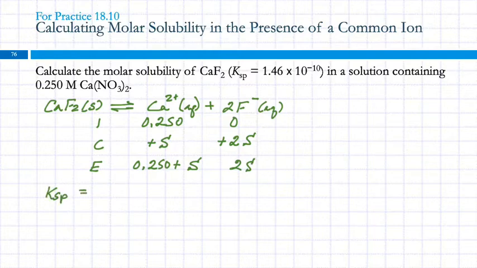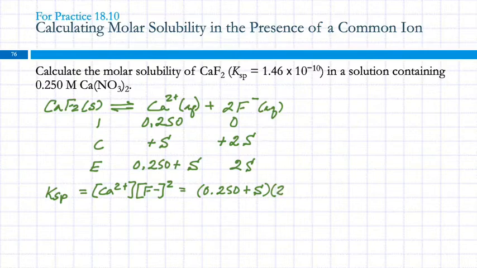KSP equals calcium times fluoride squared. So that's 0.250 plus S times the quantity 2S squared, and that's going to be equal to our solubility constant, 1.46 times 10 to the minus 10.